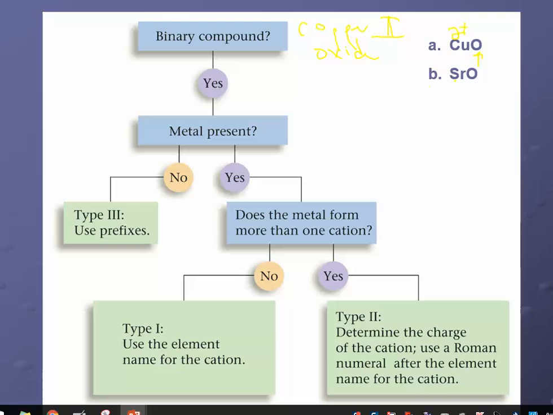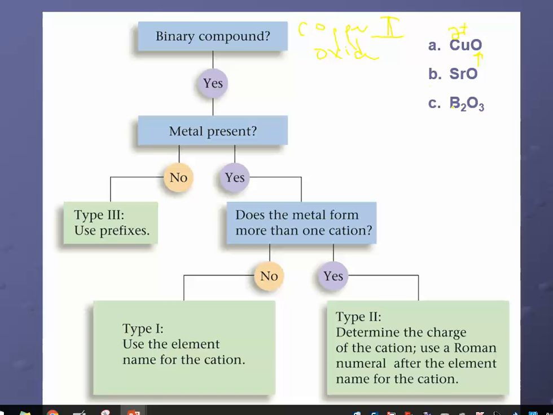Okay, so then we've got SrO. We've got to decide where this falls. We do have a metal, so we're going down this side of our chart here. We've got to say, does this form more than one charge? Strontium, it's in column 2, so it actually falls into our type 1 category. So the name of this compound is simply strontium oxide.